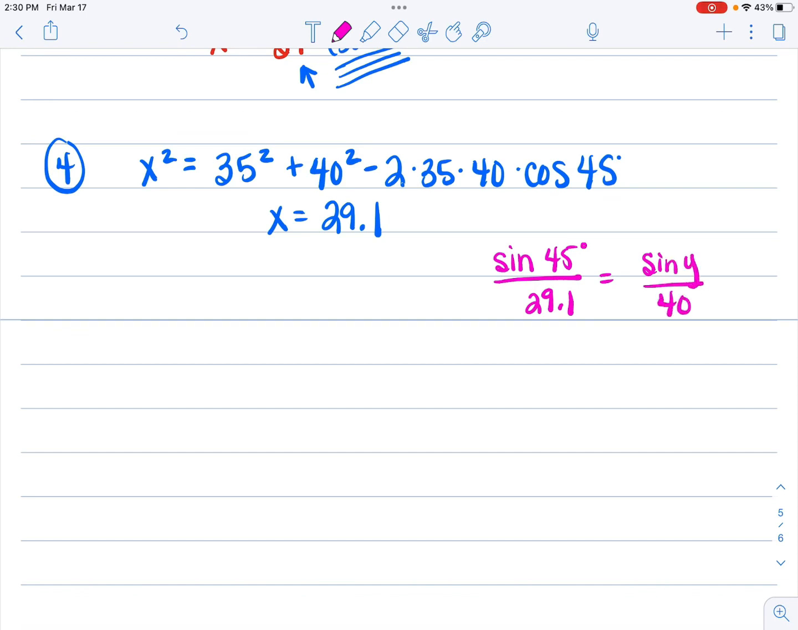So now I can cross multiply and divide like I've been doing. I should not have a problem with this one, I hope. 40 times the sine of 45, and then I'm going to divide that by 29.1. Yep, I'm good. So now I'm going to do the inverse sine, right, because I'm looking for an angle. Anytime you're looking for an angle, use the inverse. So the inverse sine of my answer is 76.4 degrees, or 76. I'm okay with you rounding to 76 degrees. All right, so that's just a recap on the law of cosines.